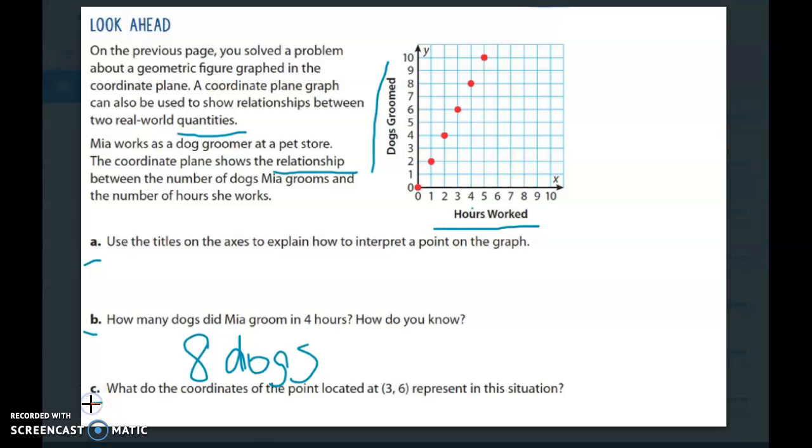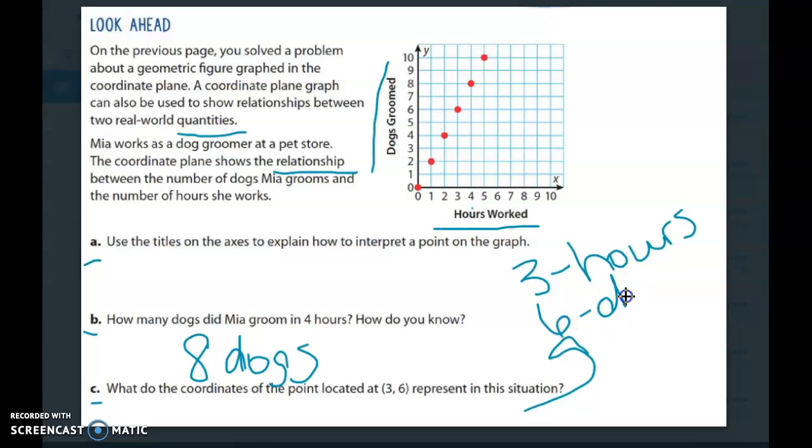Look at part C. What do the coordinates of the point located at 3, 6 represent in this situation? So let's think about, what does the 3 represent? And I'm just going to write this information here. The 3 represents how many hours she worked. And what does the 6 represent? The 6 represents how many dogs she can groom, or that she did groom within those 3 hours.